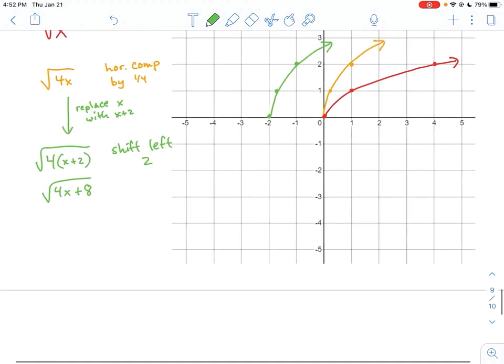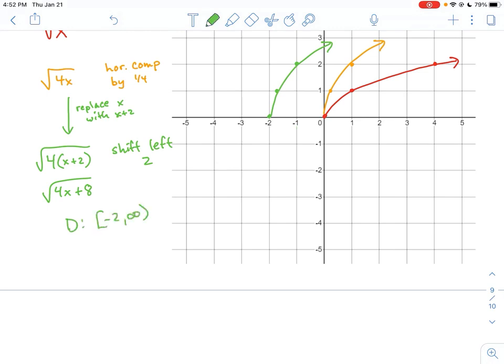I didn't ask for domain and range, but let's go ahead and do it. As far as x is concerned, the graph only starts at -2 and goes to the right. So we have a domain of -2 up to infinity. And then the range, we start at a height 0 and go only up from there. So the range is 0 to infinity.